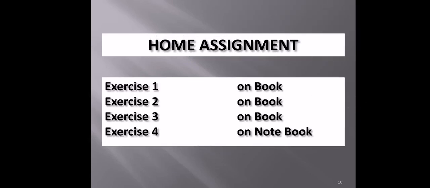Now students, see your assignment. You are supposed to solve exercises 1, 2, 3 in the book and exercise 4 in the notebook. Well, you can choose any four of the pronouns and then use them first as emphatic pronouns and then as reflexive pronouns, as you have been given some examples.